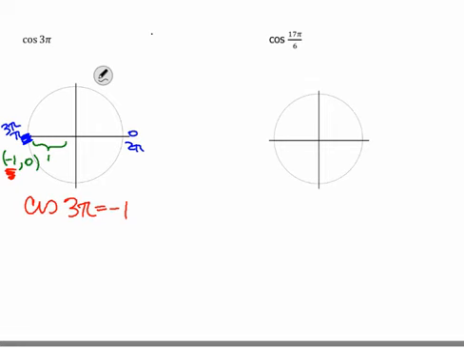17 pi over 6 is going to be 12 pi over 6, that's the first time around the unit circle, back to where I started, plus an additional 5 pi over 6. So, okay, I know where 5 pi over 6 is. It's almost all the way to pi, right here. So we can draw ourselves a right triangle.